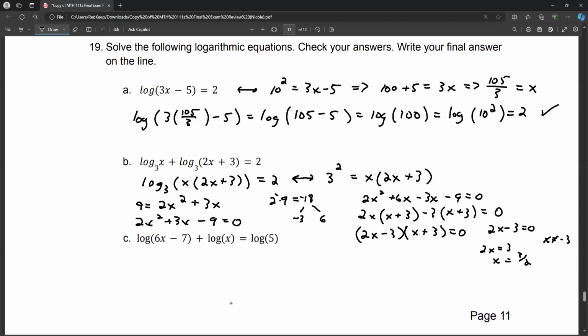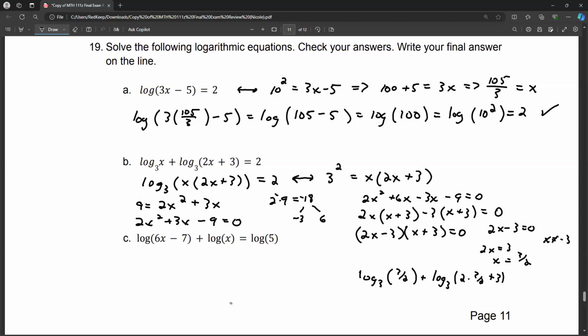So I haven't left myself much room, but we want to check our work here. Let's go ahead and see how we would do this. Log base 3 of 3/2, plus log base 3 of 2 times 3/2 plus 3, plugging in that x value.